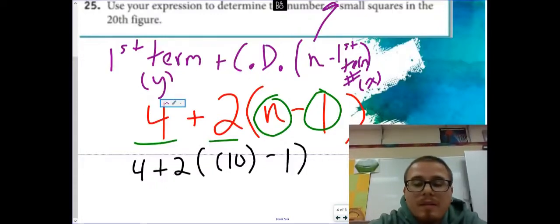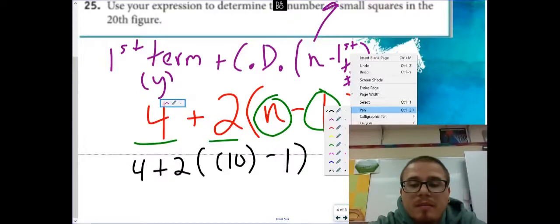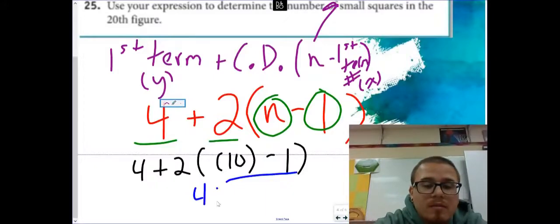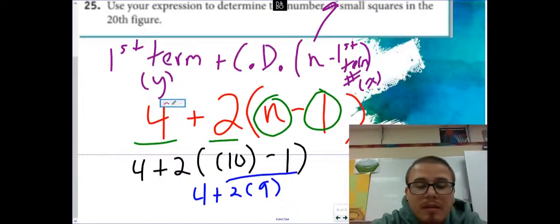At this point, my expression is ready to be simplified. I just have to do the math. So at first, I'm going to take care of what's in parentheses and get a 9. Keep that 9 inside parentheses. Now that's going to tell me that I'm going to get 18 plus 4. And I did something wrong.